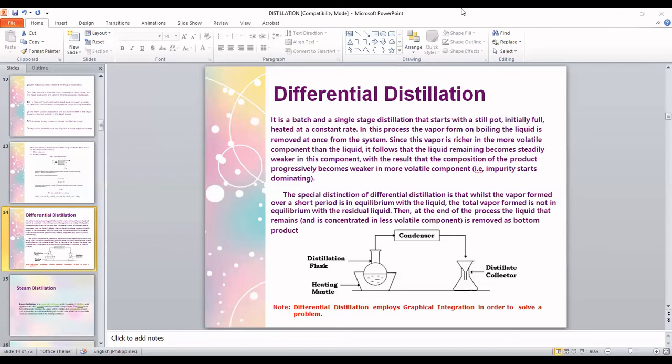You just zero in on the term: the total vapor formed is not in equilibrium with the residual liquid. It's not in equilibrium with the residual liquid, but rather at any particular time in the process of differential distillation, the vapor is in equilibrium with the liquid. So it will not only use the material balance, it will also use the energy balance. Actually, it has nothing to do with the energy balance.